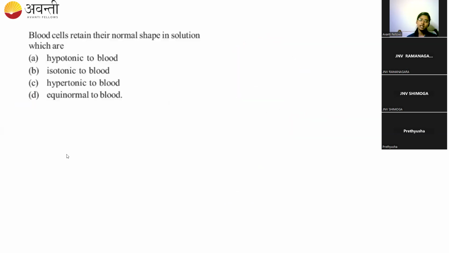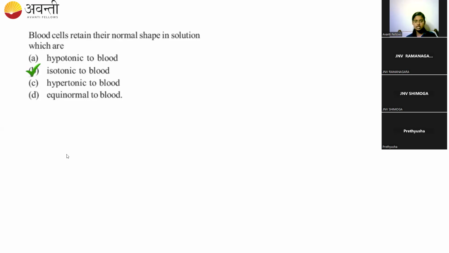Blood cells retain their normal shape in which solution? In which case will they neither shrink nor bulge out? Only if they are put inside the isotonic solution, because in that solution the flow of water molecules into the cell and out of the cell will remain the same. So the blood cells will retain their normal shape. Option B is the correct answer here.